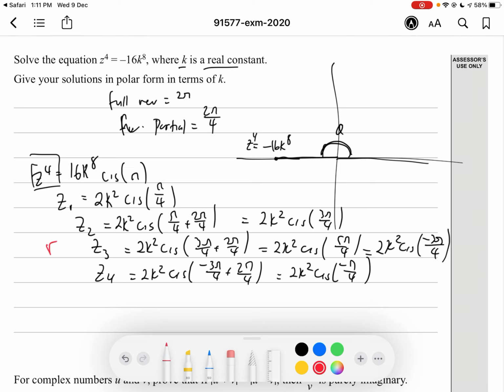Okay, we're done with this question. If you can get all 4 solutions, you'll get a Merit grade. If you can get an Achieved, it's probably just being able to find one solution. If you can get up to this step, you'll get an Achieved.